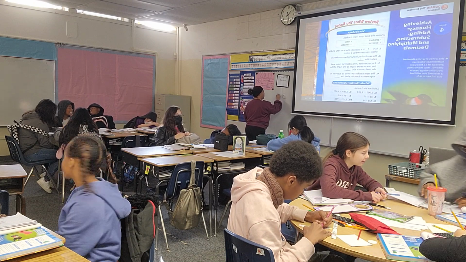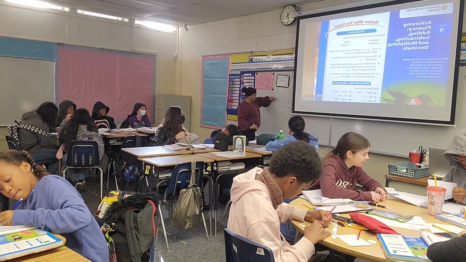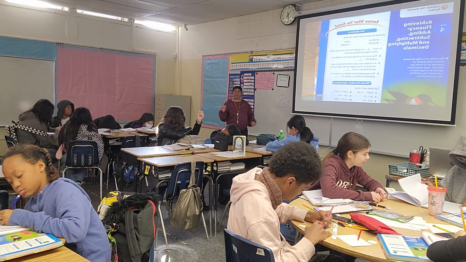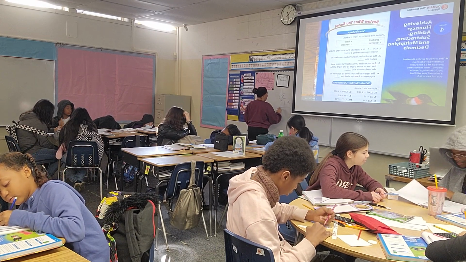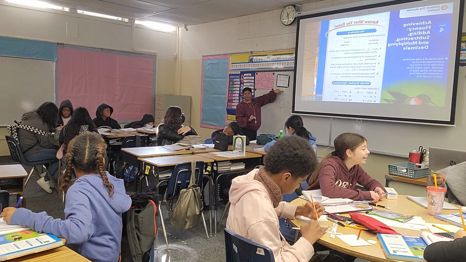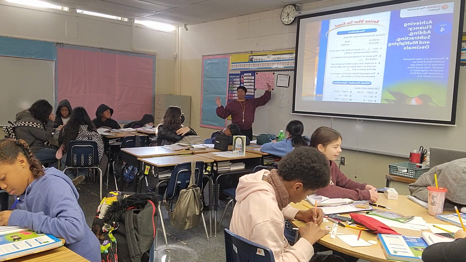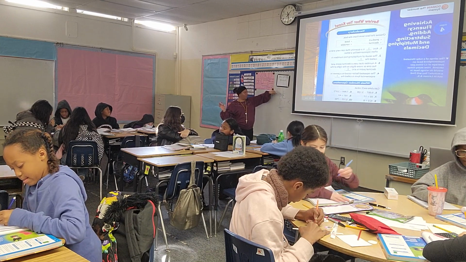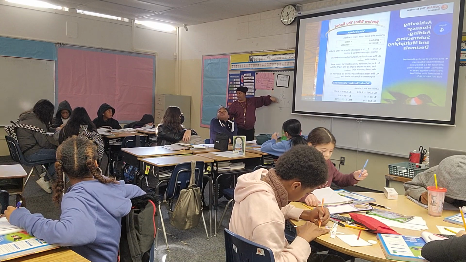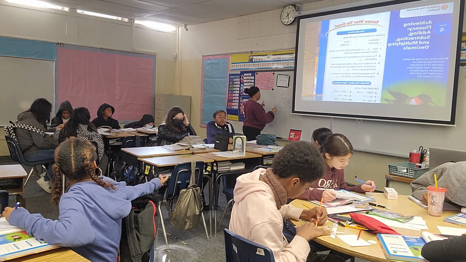Okay, 35 times 17. 5 times 7 is what? 35. What do I do with the 3? Give it up and carry. Then which way do I multiply? Diagonally. Okay, 3 times 7, 21. Let's add 3.